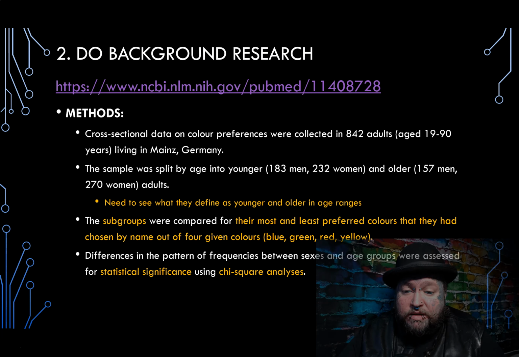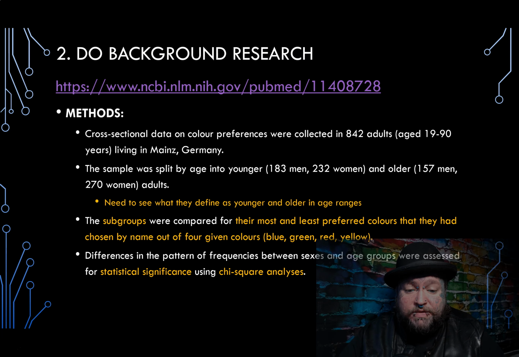So here they said the subgroups were compared for the most and least preferred colors that they had chosen by name out of 4 given colors. You can see here they've included blue, green, red, yellow. So maybe if we want to build upon what they're doing, we could also choose those as the starting colors that we work with. And they're saying something here about most and least preferred colors. So it's interesting, maybe something else we can do.